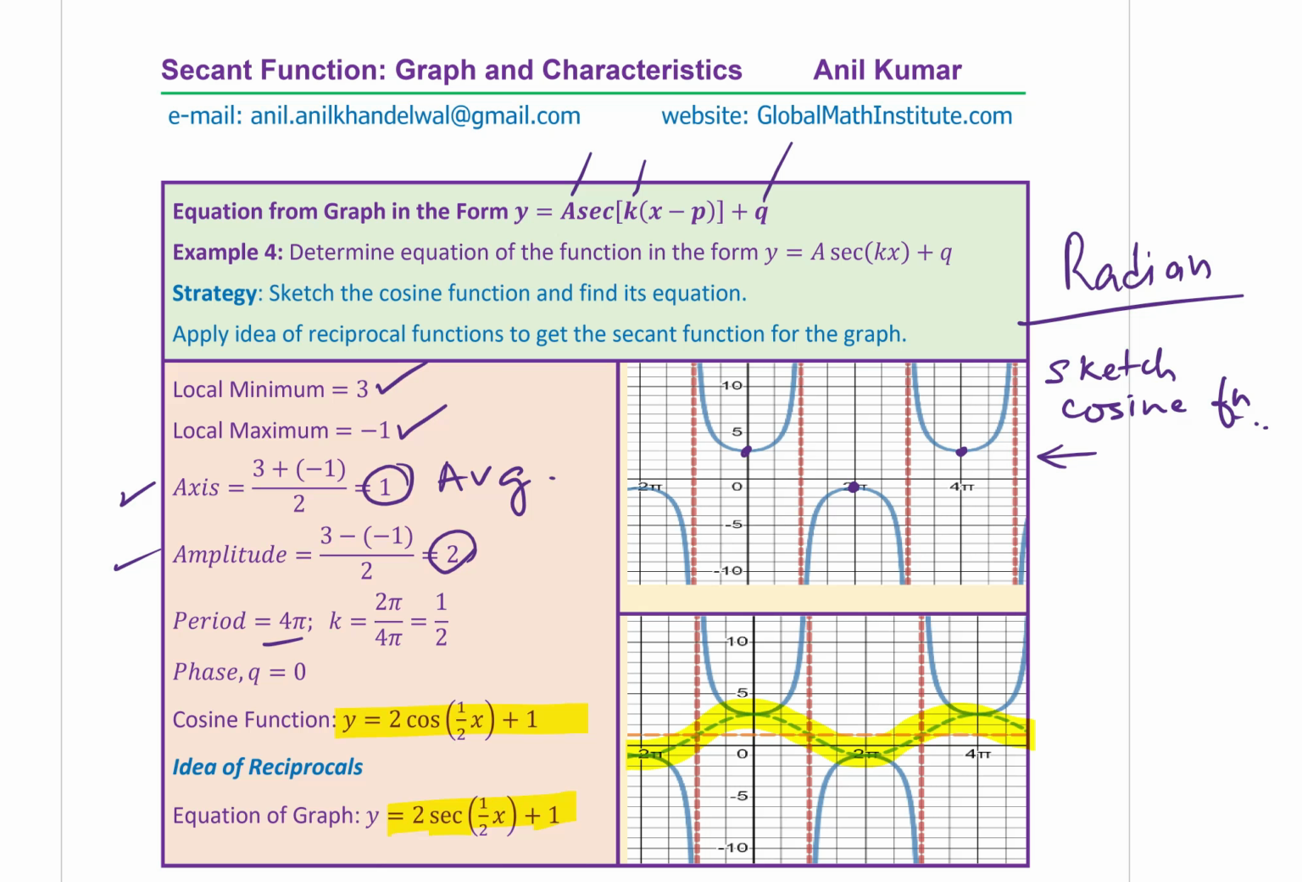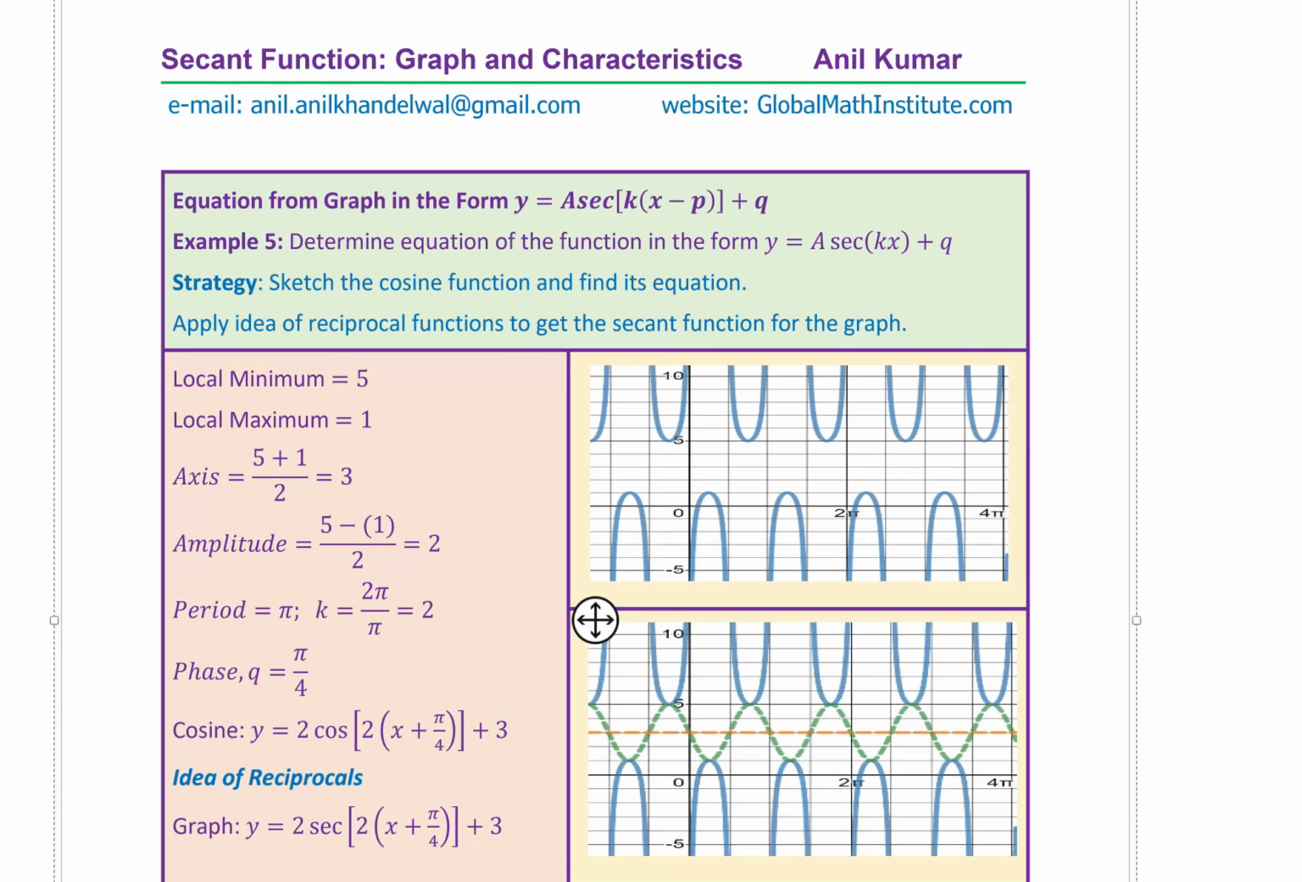Perfect. The last example is one in which we are going to have a phase shift. And now let us also focus on how we get the phase shift from the function itself. So this time we'll get an equation which will involve the phase shift. Okay, so the equation will be a cos(k(x minus p)) plus q.